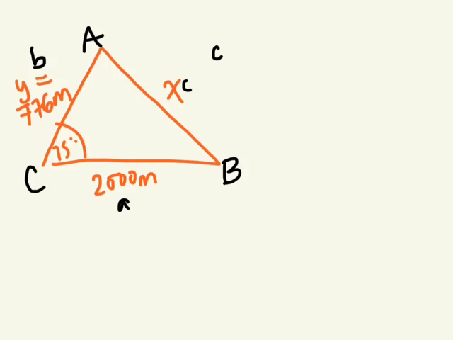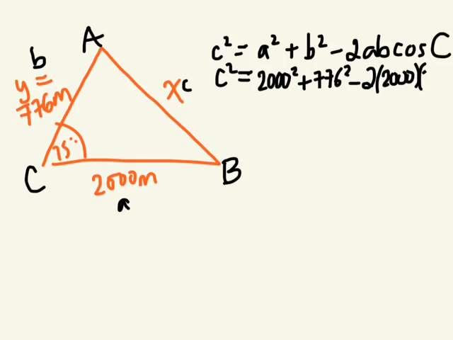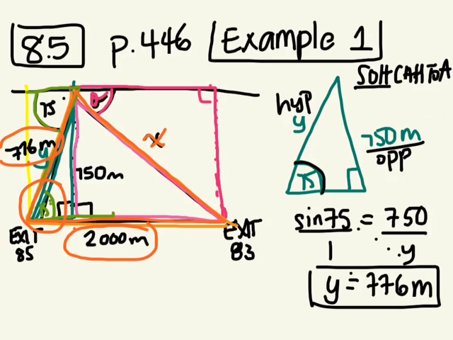Cosine law: C squared equals A squared plus B squared minus 2AB cos C. We're solving for C, so we're going to plug in the values. What's A? 2,000 squared plus 776 squared minus 2 times 2,000 times 776 times cos 75 degrees. I'm running out of space. Using cosine law, we find that C is approximately 1,949 meters. So let's go back to the original diagram and fill that in. This is 1,949 meters.